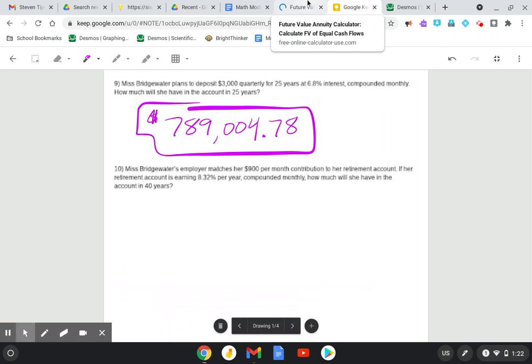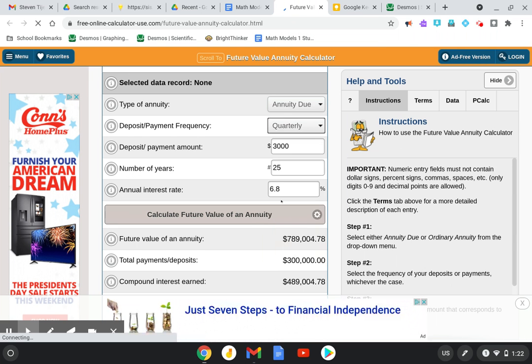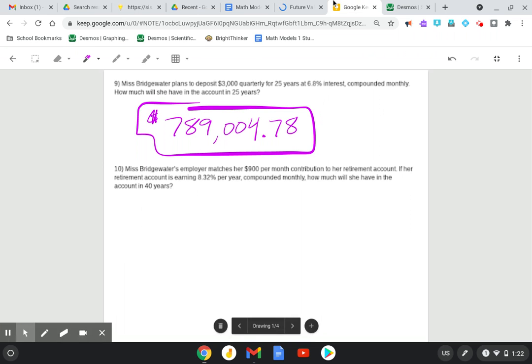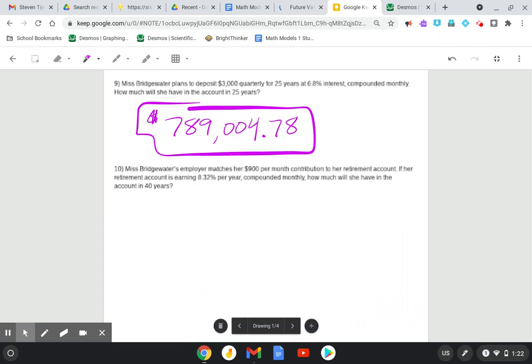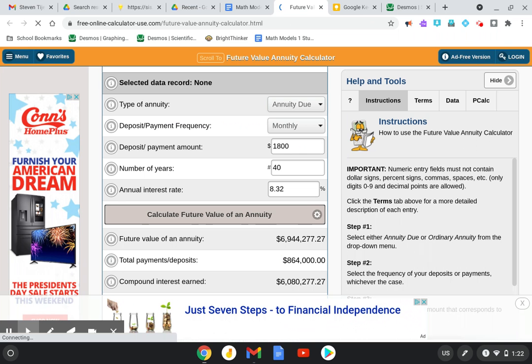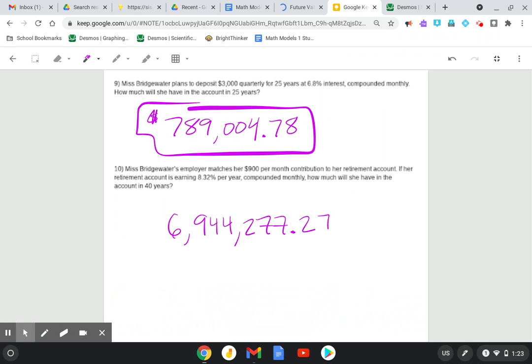All right. Pretty straightforward. Similar deal here. Her employer matches her $900 per month. So it's going to be monthly. So that's going to be 900 times 2 because the employer is also doing 900. That's what it says about matching. So she does 900, they do 900. It's 8.32%. And it's for 40 years. Whoa, 6,944,277 I believe it said. And 27 cents.